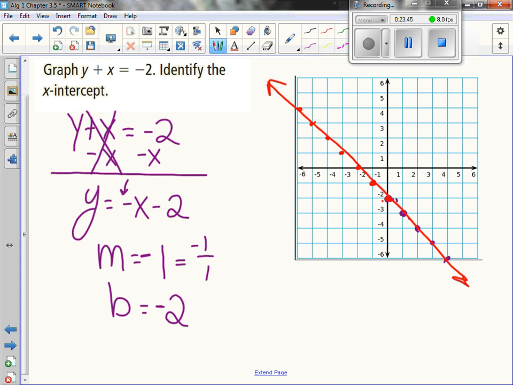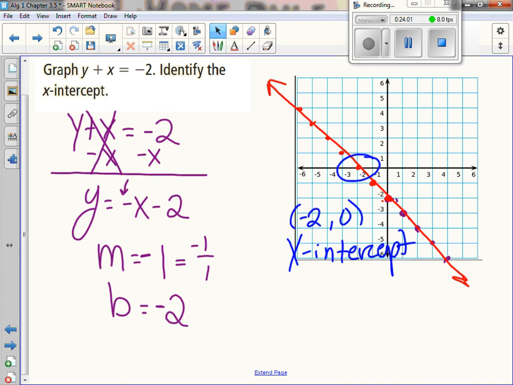So what would the x-intercept be? If we hit the point negative 2, 0 would be the x-intercept. Questions on this here? Any questions on any of this here so far?